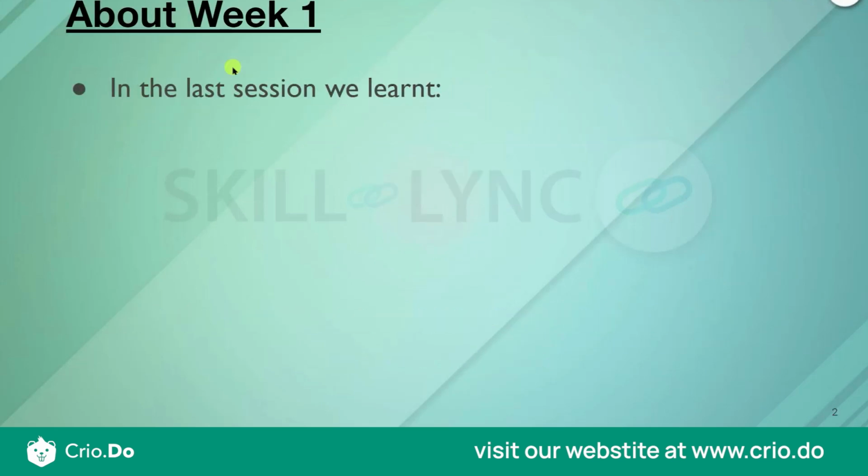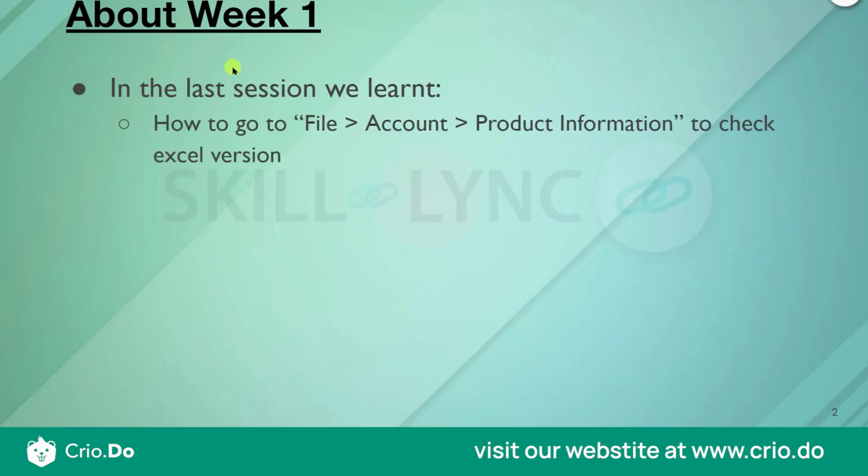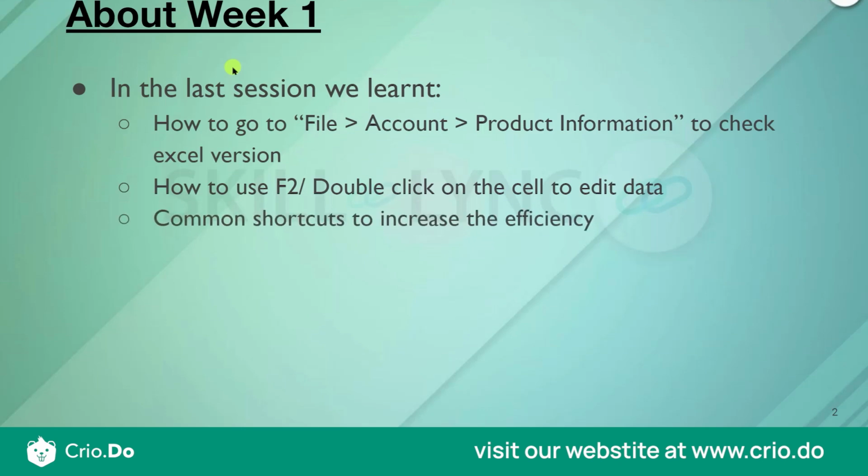About week 1, in the last session, we learnt about how we can go to file, account and product information to check the version of the Excel that is already installed in our systems. How we can use F2 or double click on the cell to edit the data. We actually launched the Microsoft Excel first, and accordingly we started using different functionalities of Microsoft Excel that is available in the tool. So one of them was to edit the data, to enter the data, and how after entering the data we can do the editing part in Excel that we covered in the last week.